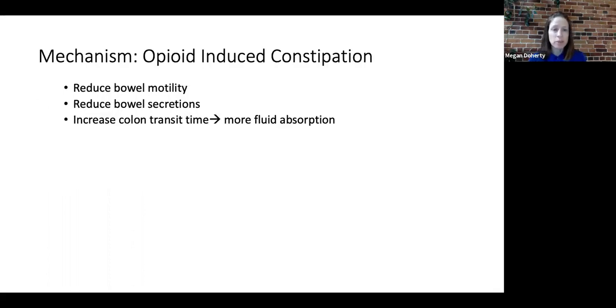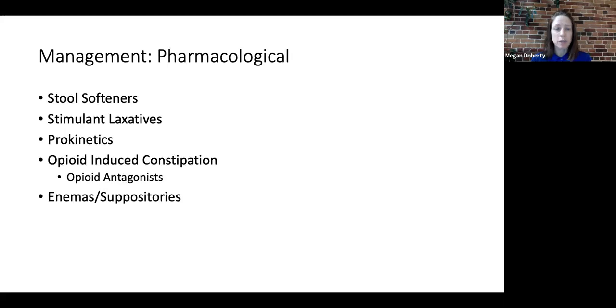Let's look a little bit more at the mechanism of opioid-induced constipation, because this can be quite frequent in our population. Opioids induce constipation through three main mechanisms. They reduce bowel motility, they reduce bowel secretions, and they increase colon transit time, leading to more fluid absorption, leading to harder and smaller stools as more fluid is absorbed from the colon.